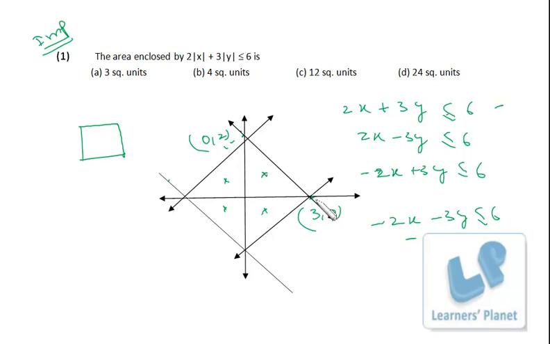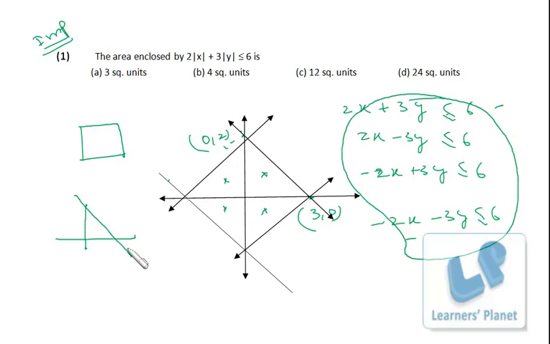So if you find out the area of one triangle and multiply that by 4, you'll be able to get the area of the entire square, right? So if you know this concept, then no need to write down all the equations, no need to draw the entire figure, just draw one line, right?